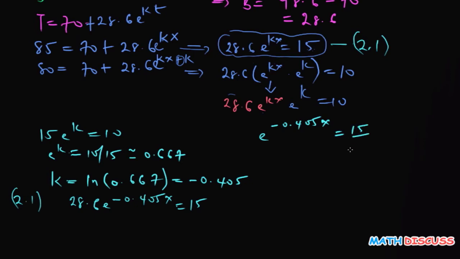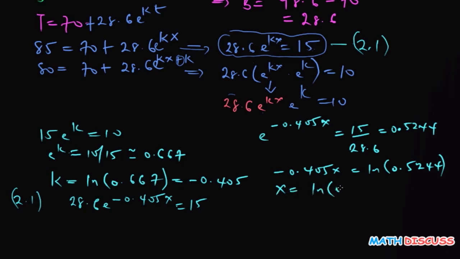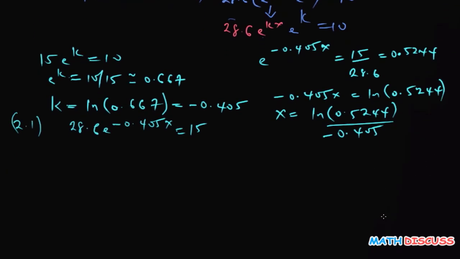15 divided by 28.6 is 0.5244. So to find x, we take the natural logarithm of both sides like we've been doing. So you have negative 0.405x equals the natural logarithm of 0.5244. So therefore x equals the natural logarithm of 0.5244 divided by negative 0.405. So this is what we get for that part.